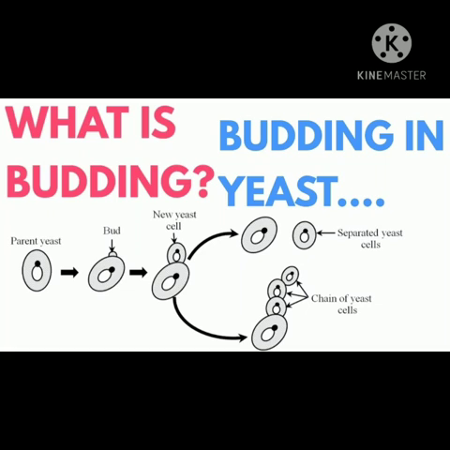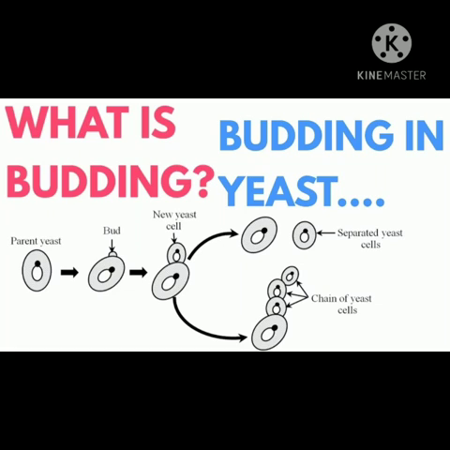Yeast reproduce by budding. Yeast is a unicellular organism. Unicellular means yeast is made up of only one type of cell. Now let's study budding in yeast. You can see the diagram of budding in the yeast.